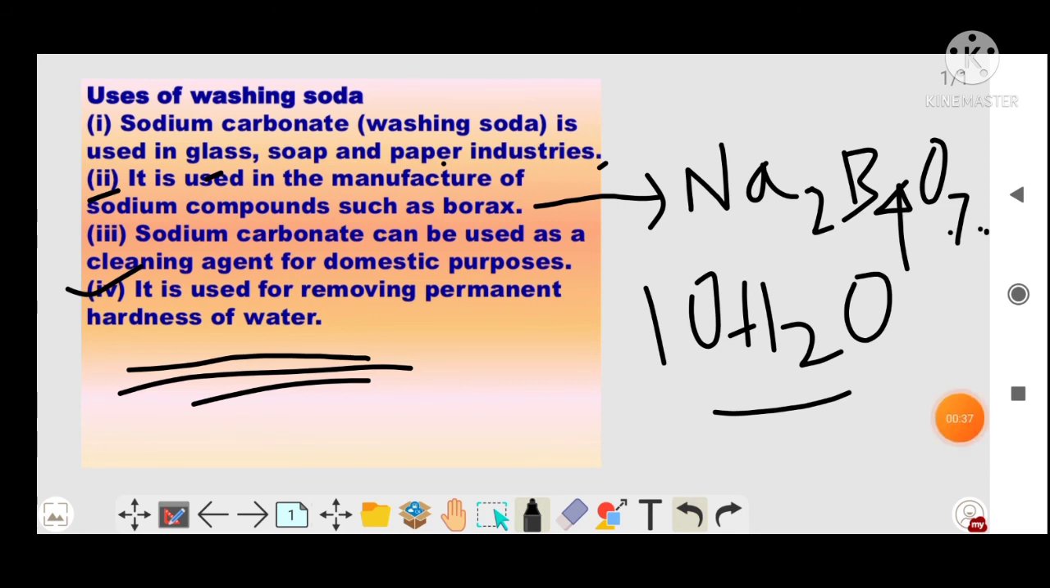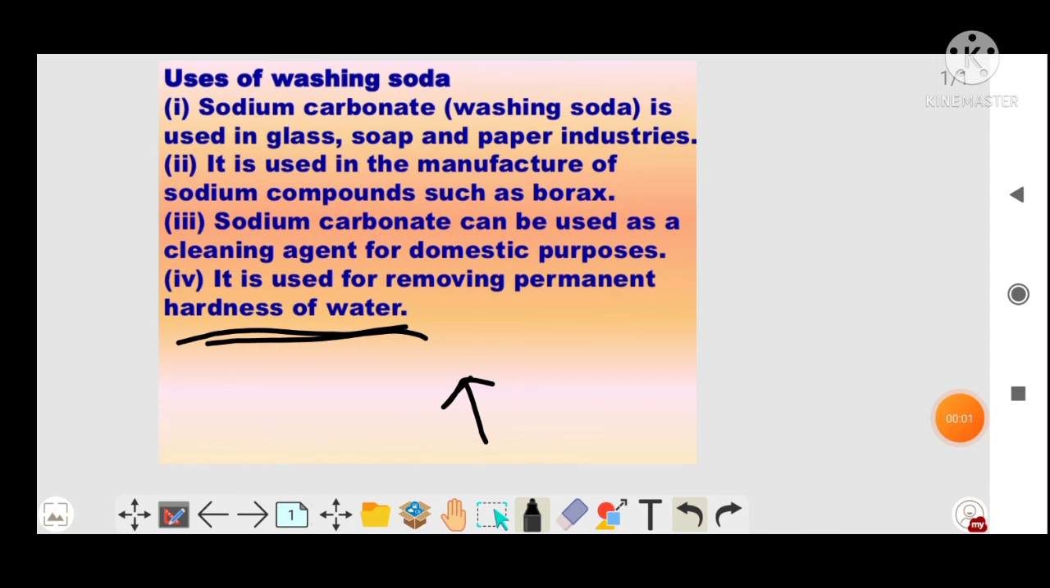Okay, so what is hardness of water? This is a property of water, the property of water to form insoluble curd with soap.